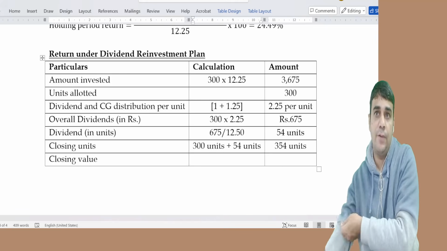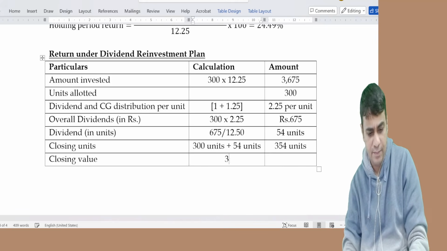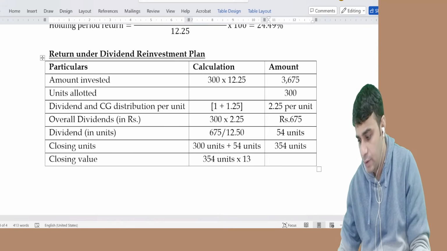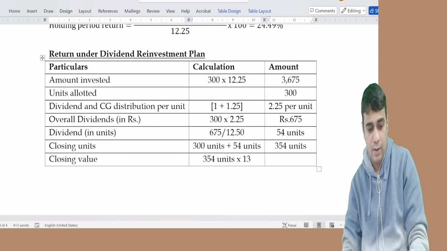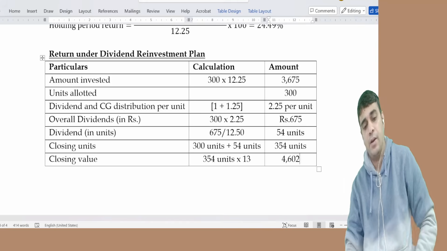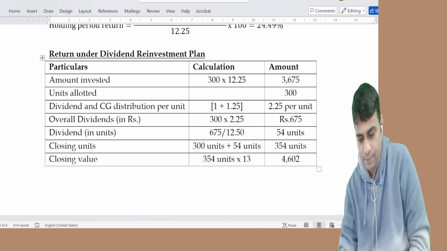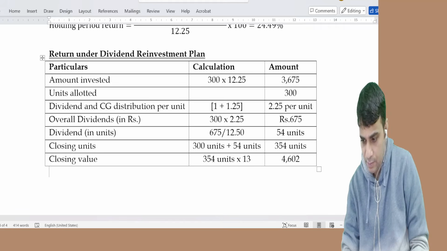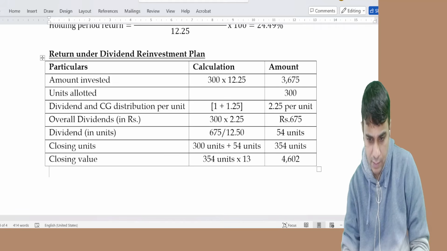Any doubts on 354? What's the closing NAV? 354 into 13. 4602. We'll write our formula. Is there a doubt? Yes, sir. Is it 354 units or 348 units? No, 354.